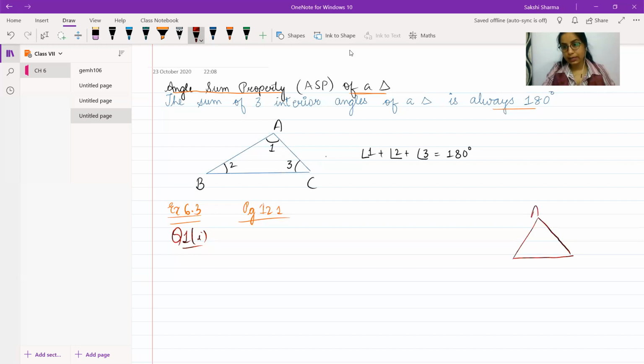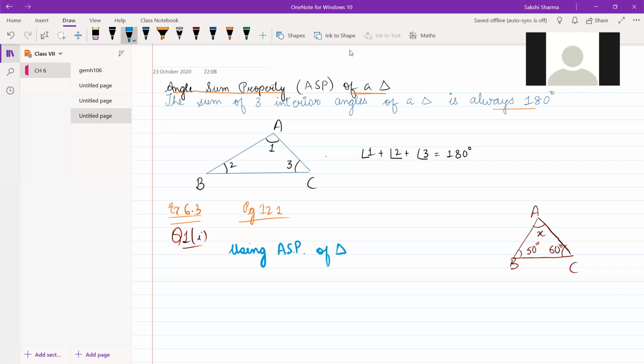So we have triangle ABC. The values are marked as 50 degrees, 60 degrees, and x for the three angles. And how to write down your answer? You will be writing it down using the angle sum property of a triangle.